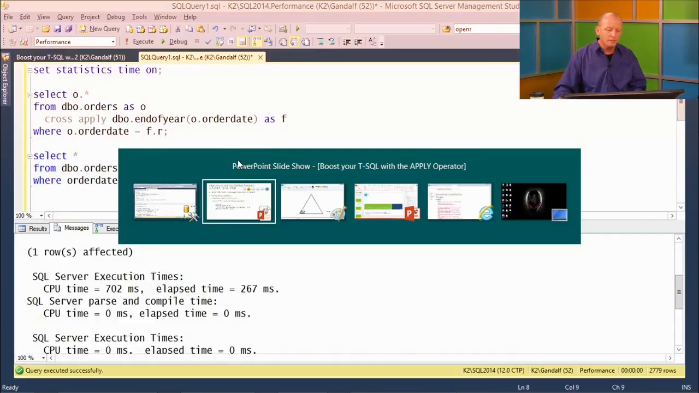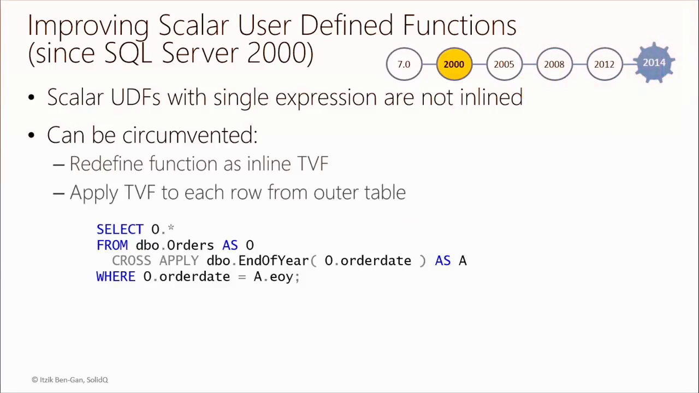So this is what I see today as one of the main use cases for apply in the context of scalar user-defined functions: converting them, as long as they are based on a single expression, to the inline table function form, and then using a cross apply to activate them. It's not a perfect workaround, but it's certainly better than not having any workaround. So this pretty much concludes the second segment about improving scalar user-defined functions using the apply operator.